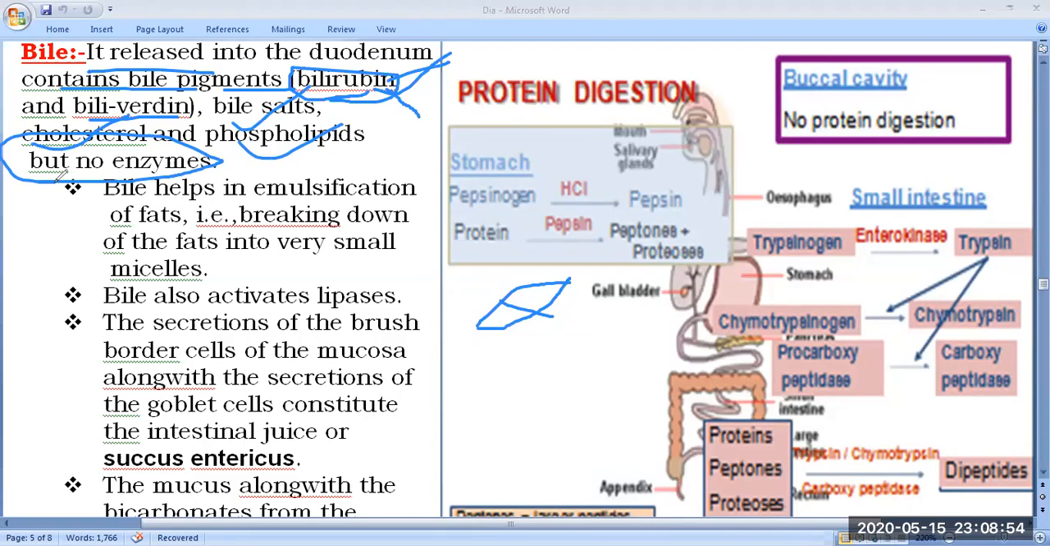In the case of pancreatic juice, they have most of the enzymes, but in the case of bile juice, no enzymes are found. And how many types of bile acid are found? Four types of bile acids are found: cholic acid, deoxycholic acid, chenodeoxycholic acid, and lithocholic acid. Of these four different types, two are predominant: cholic and chenodeoxycholic acid. These two are considered the most abundant bile acids.